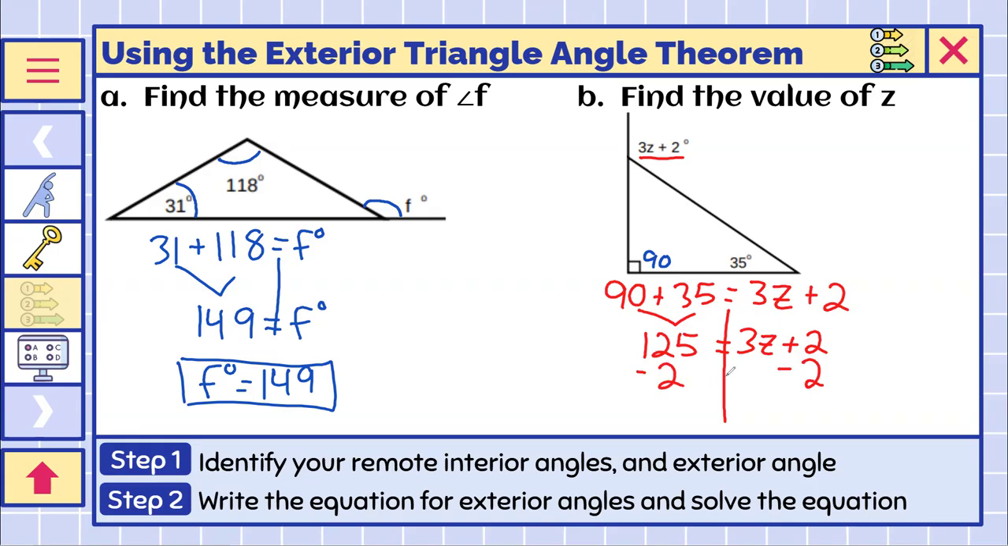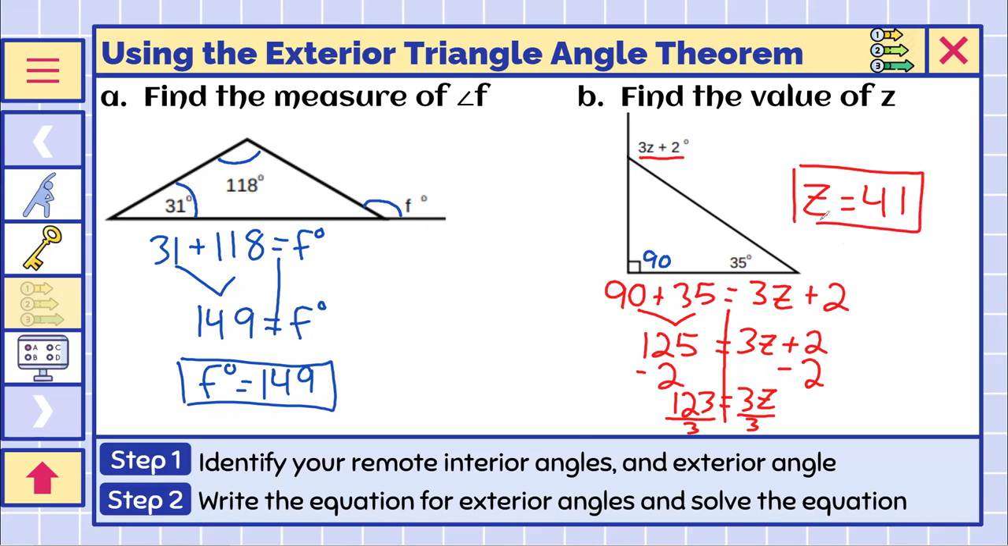125 minus 2 is 123. We have 3z on this side. The last step is let's divide both sides by 3. And 123 divided by 3 is 41. So I'll put it over here. That means that z is 41.